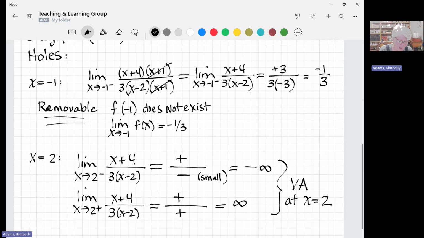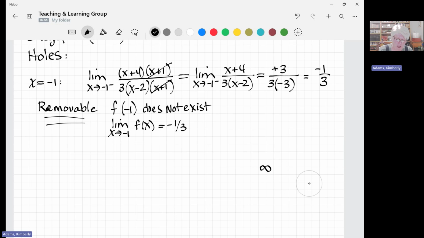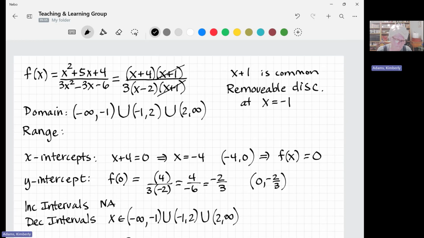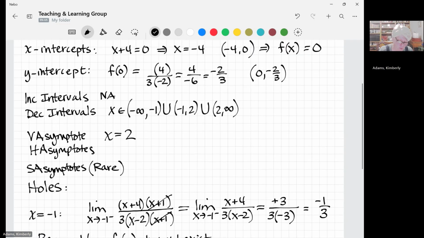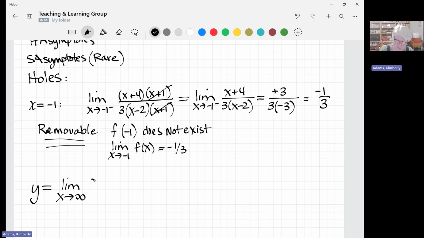Now, horizontal asymptotes are also found by taking limits, but you're taking limits as you get close to infinity. So we're going to say that y is equal to the limit as x approaches infinity of, and I want to use my original function because it's easier. So I'm dealing with x squared plus 5x plus 4 divided by 3x squared minus 3x plus 6.